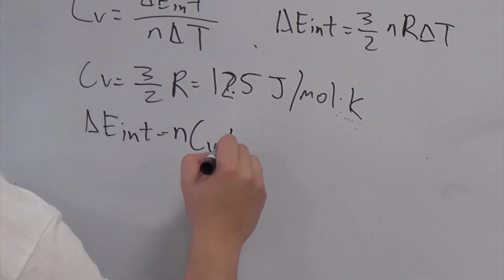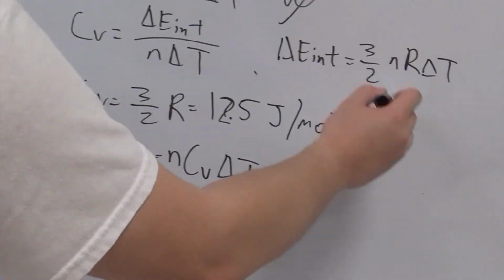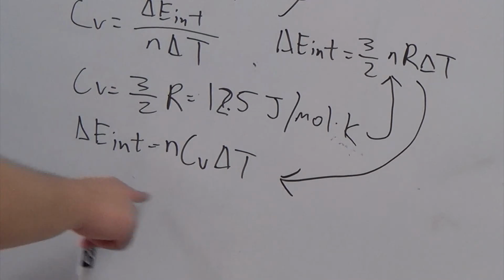We can now plug C sub V into the E int equation for 3 halves R, so we can see that for any ideal gas, delta E int equals n C sub V delta T. This equation tells us that a change in E int of a confined ideal gas depends only on the change in temperature, not on what type of process produces the change.